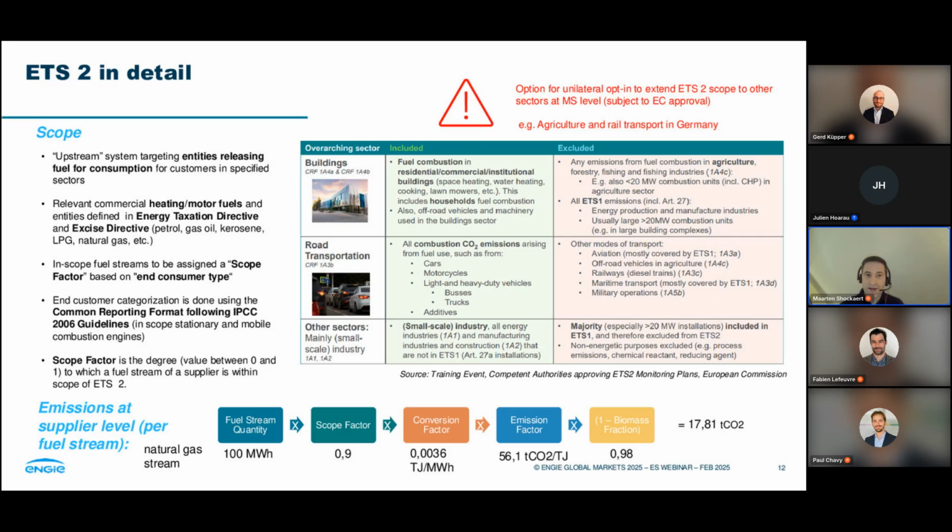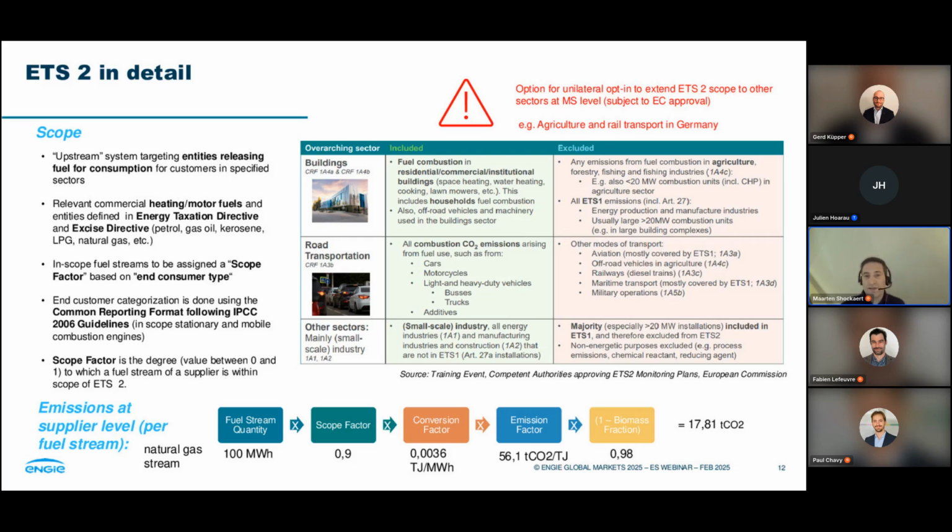Each supplier will have to identify the fuel streams that are potentially in scope of ETS2, and then for each such fuel stream, it needs to check whether the customers are in the relevant in-scope customer categorization. And for that, ETS2 is referring to the common reporting format that was established under the IPCC 2006 guidelines.